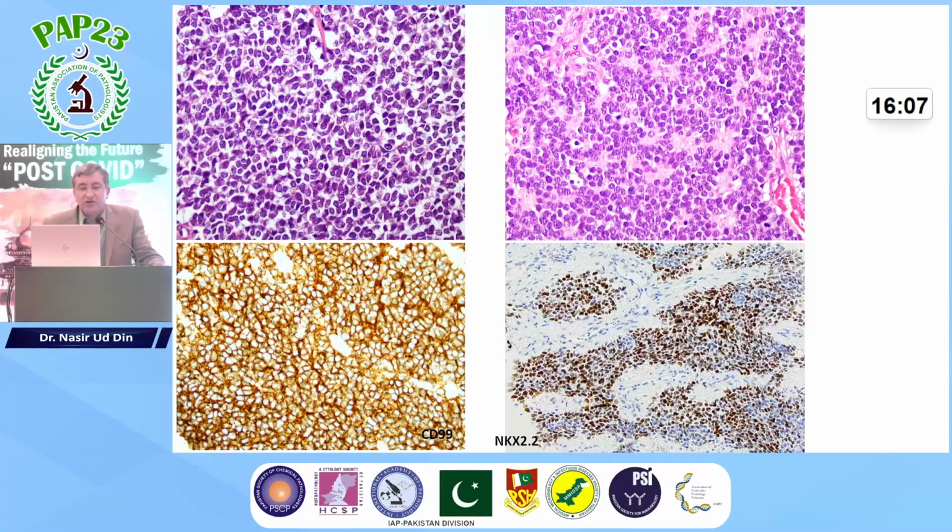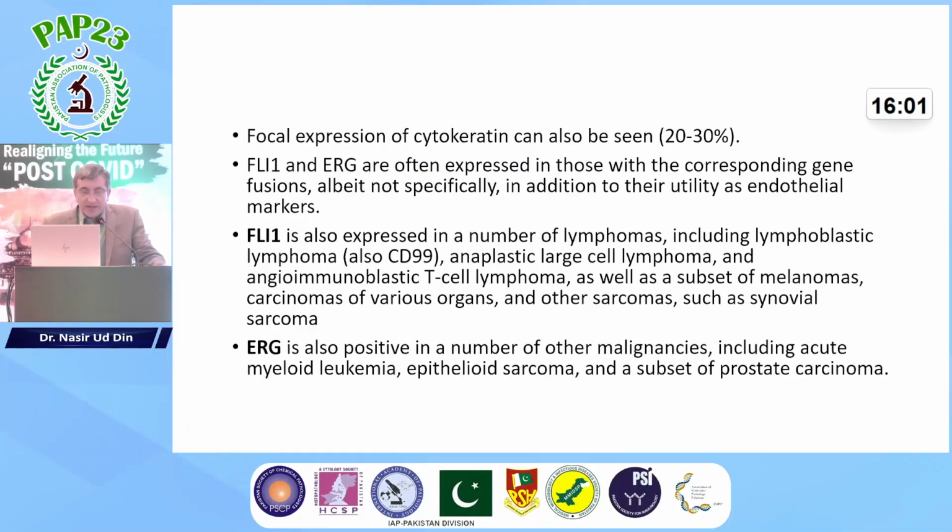NKX2.2 shows nuclear positivity in most of the cases, but it is sensitive but not specific. Ewing sarcoma can show focal cytokeratin expression in up to 30% of cases. FLI1 and ERG, which are also vascular markers, are often expressed in those Ewing sarcoma cases showing corresponding gene fusions. It should be noted that FLI1 can also be positive in lymphoblastic lymphoma, anaplastic large cell lymphoma, and synovial sarcoma. Similarly, ERG can also be positive in acute myeloid leukemia, epithelioid sarcoma, and a subset of prostate carcinoma.